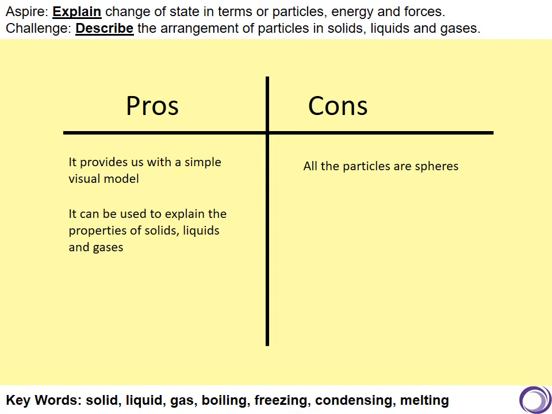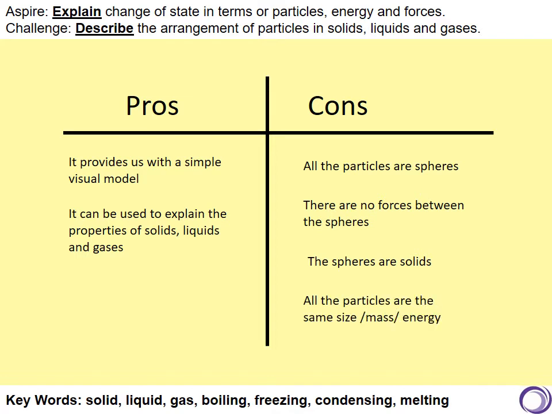Disadvantages then, this shows that all particles are spheres, and that's not necessarily the case. Secondly, there are no forces between the spheres. We can't see anything. The particle model seems to infer that the particles are all solids, and that all the particles are the same size, have the same mass and the same energy. And if we think back to our models for elements and compounds, all the particles appear to be elements.